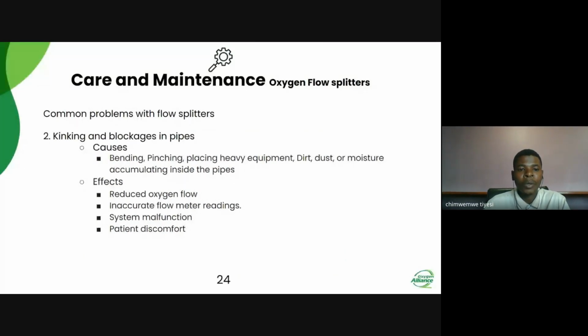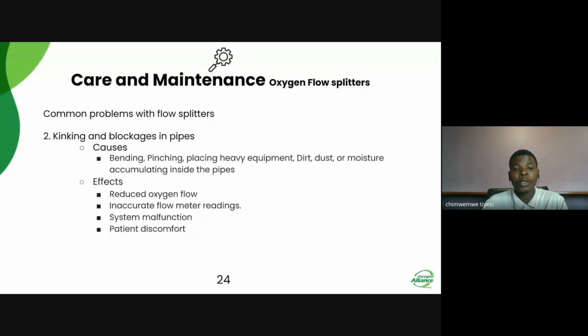This is mostly caused by bending, pinching, placing heavy equipment on the pipes, or dirt, dust, or moisture accumulating inside them. To avoid this pinching and bending, whenever there is an oxygen supply, you first need to check if the oxygen flow rate is what you set it at. Mostly if there is a blockage, you get low oxygen flow rates at the end.